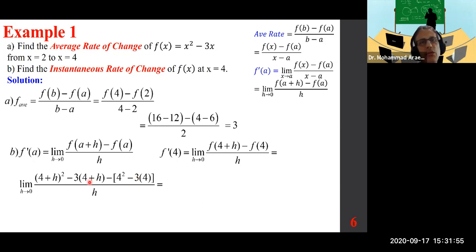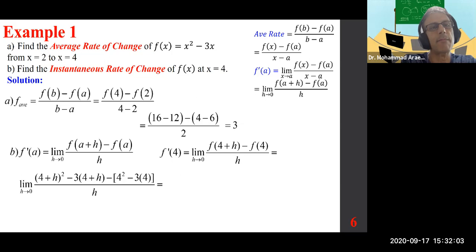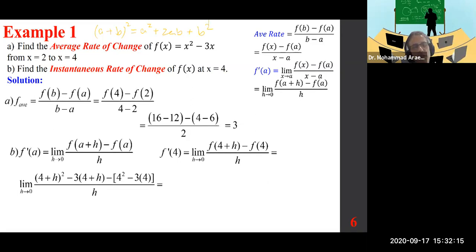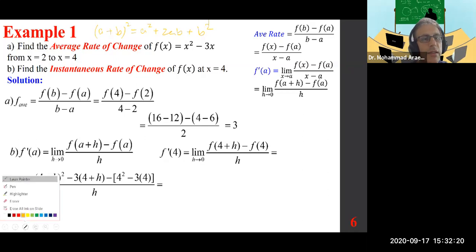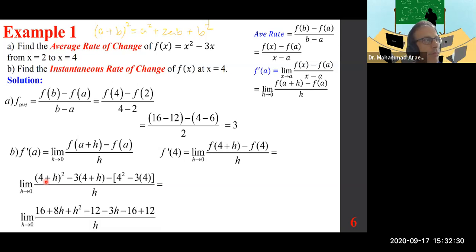I'm assuming everybody remembers the basic algebra and the fact that a plus b squared is a squared plus 2ab plus b squared. And for that, we should know that 4 plus h squared is 4 squared, which is 16, plus 2 times 4 times h, which is 8h, plus h squared. So you need to know that, okay?